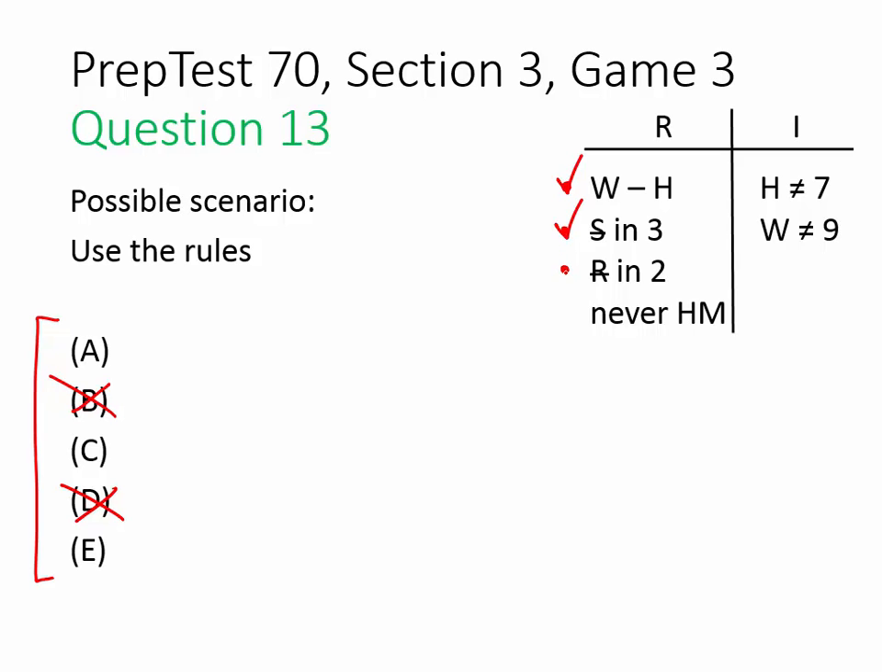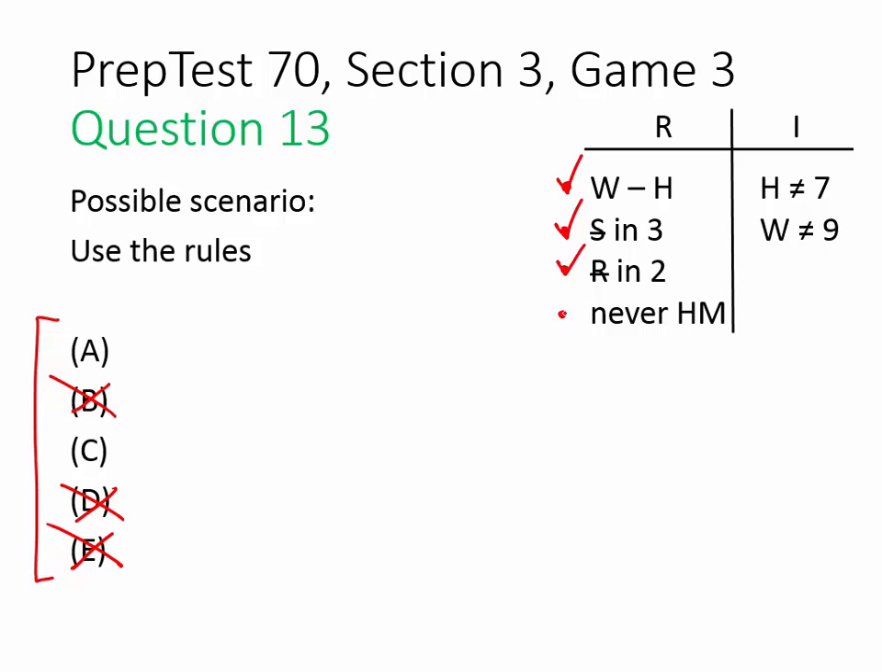Next, R cannot be on screen 2. In answer choice A, we're fine. In answer choice C, we do not have any R on screen 2. And in answer choice E, we do have R on screen 2, so it is out.